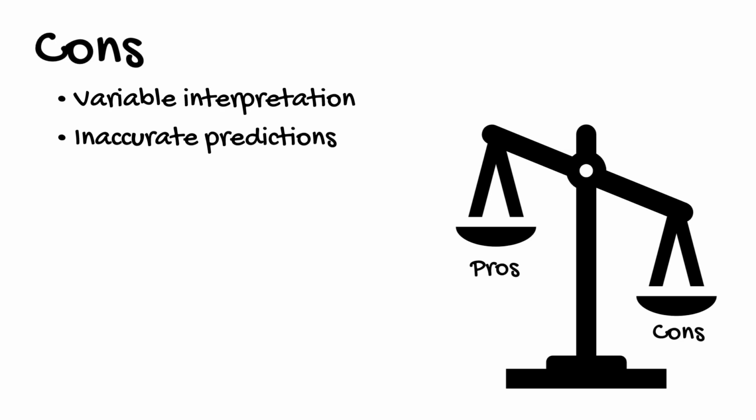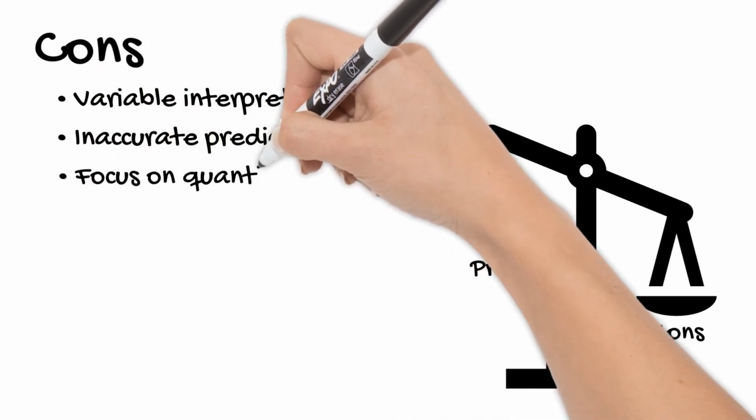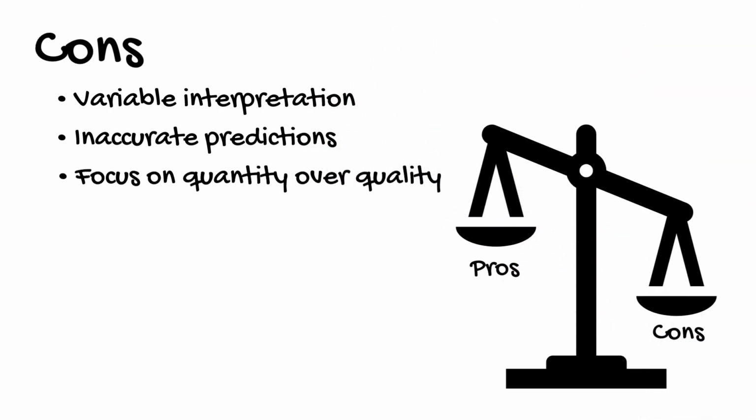Relying solely on velocity for planning without considering other factors can lead to unrealistic expectations. Focus on quantity over quality. There's a risk that teams may prioritize completing a higher number of user stories to maintain or increase velocity, potentially sacrificing quality in the process. This can lead to technical debt, rework, and ultimately slower progress in the long run.